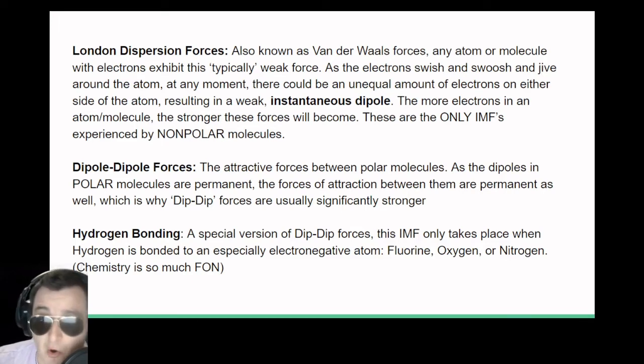However, if I get more and more and more electrons, then yes, an LDF could potentially overpower a dip-dip or a hydrogen bond. But it does take a very specific situation and a great deal of electrons. This should largely be a review as well.